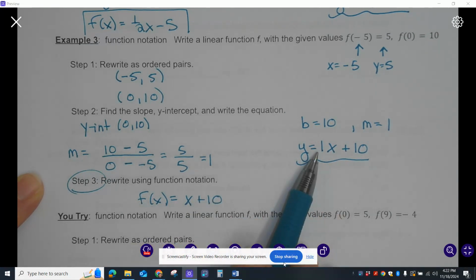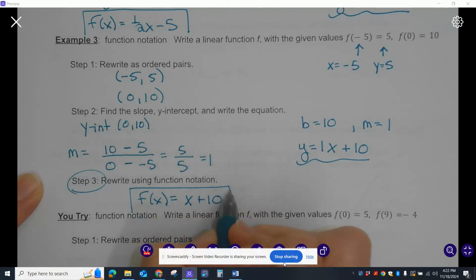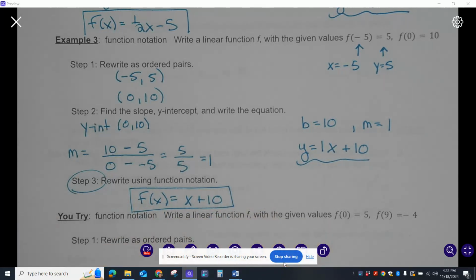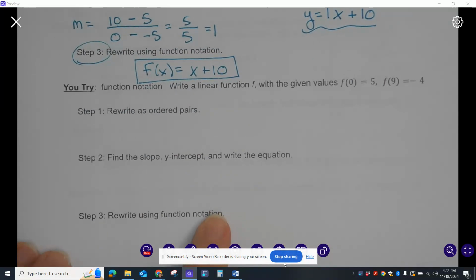This time I'm not going to put the 1 in front of x. When the coefficient is a 1 or a -1, we typically don't write the 1. If it's a positive 1, we just write x. So f of x equals x plus 10. Okay, your turn. Pause the video and try this one.